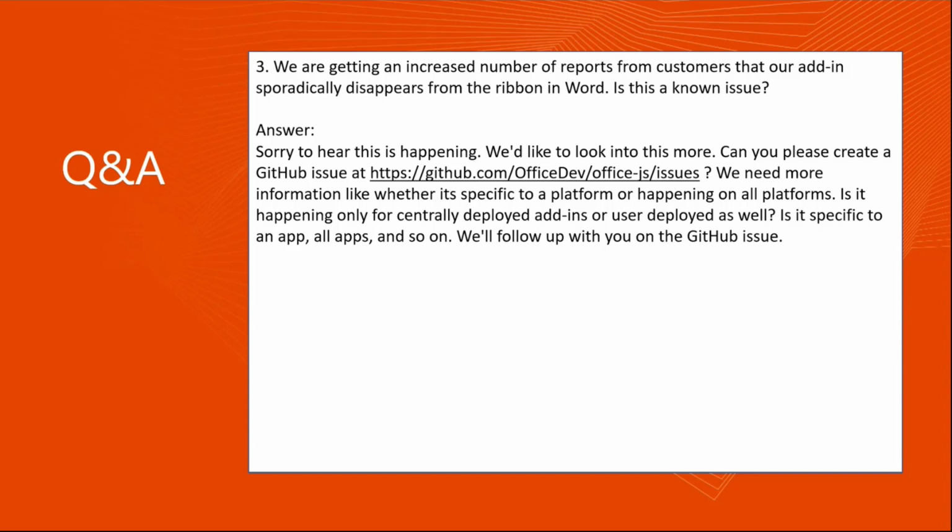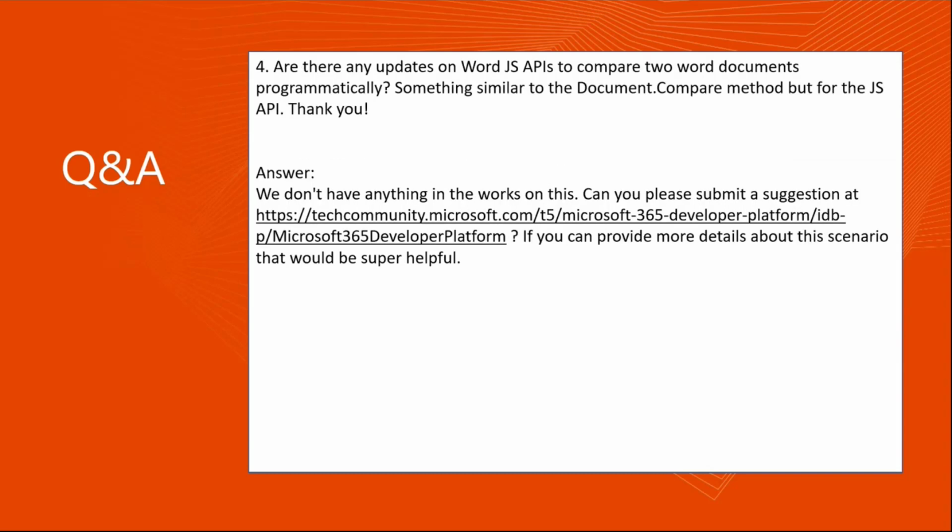So if you could create a GitHub issue at our office-js repo on OfficeDev, we can follow up with you there. We need more information, like is this specific to a platform, or is it happening on all the platforms? Is it only for centrally deployed add-ins, or is it user deployed? Is it specific to a single app or all apps? If we can get some more information, we can definitely help diagnose what's going on. So just go to officedev/office-js on github.com.